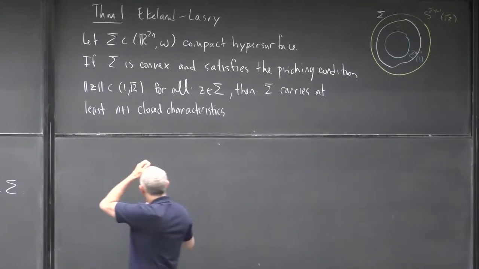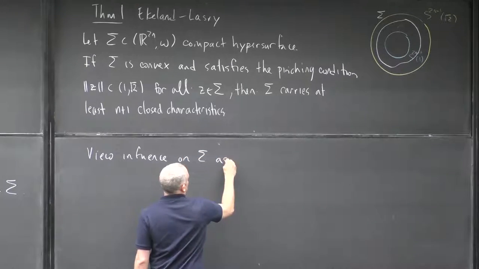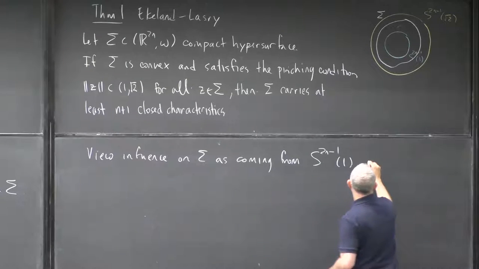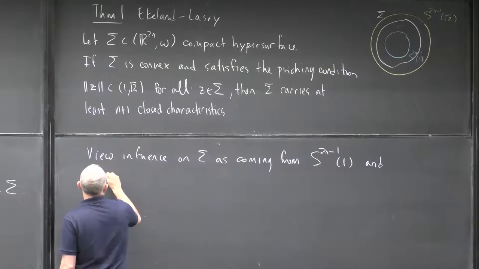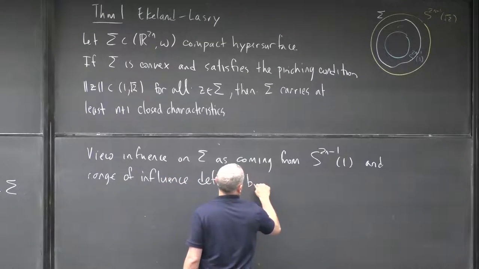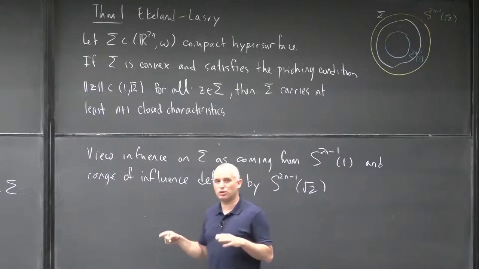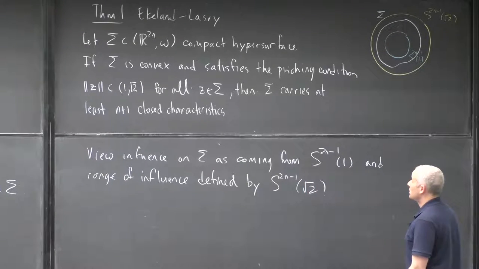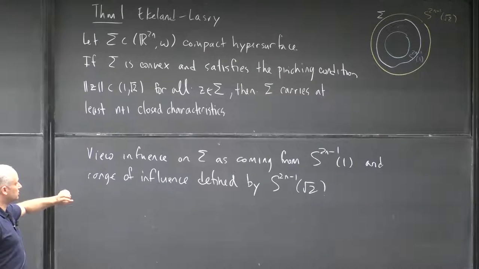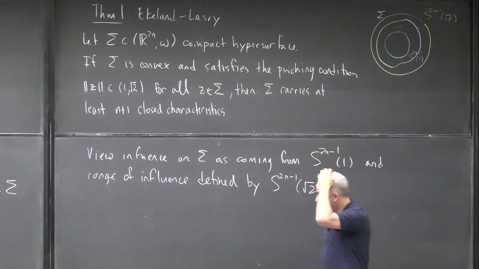Okay, so I would recommend the following change of perspective: view influence on sigma as coming from S2n minus 1 with radius 1, and the range of influence defined by S2n minus 1 with radius root 2. So I understand that range of influence is a vague term here. I'll try to make it more precise later, but this is just one way to view the hypothesis. And if viewed this way, it compares nicely to other rigidity theorems in symplectic topology whose range is somehow bounded. Okay, so we saw one of these yesterday.